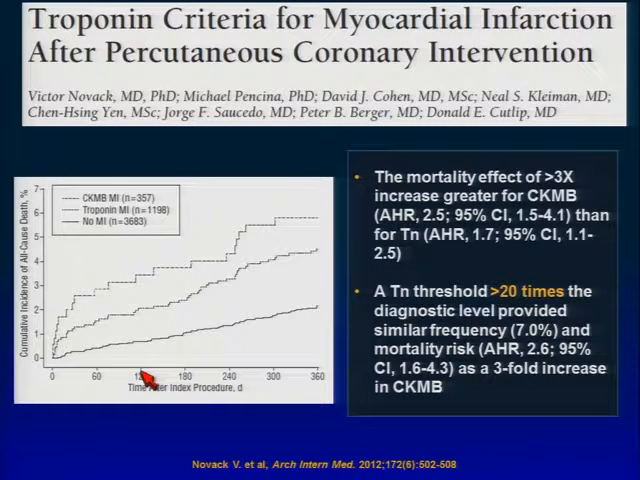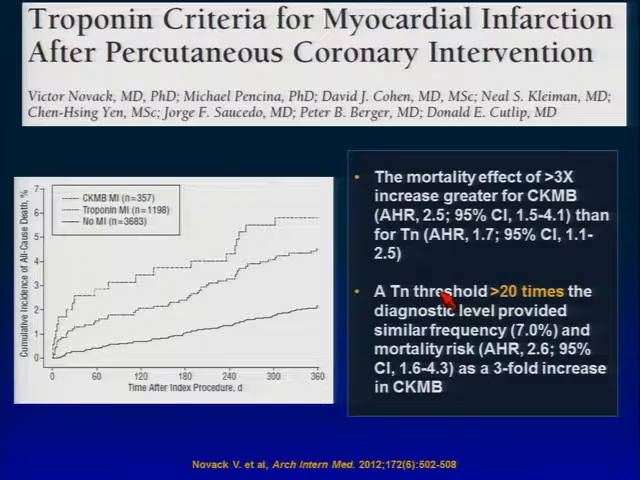So this becomes problematic when you want to look at troponins. And here, if you use the same cutoff, this is data from the EVENT registry. These lines represent no MI, this is for troponin MI, and this is for CKMB MI. And what the study found was the mortality effect of greater than threefold increase was much greater for CKMB than for troponin. If you look at the absolute attributable hazard ratio, it was 2.5 for CKMB. It was only 1.7 for troponins.